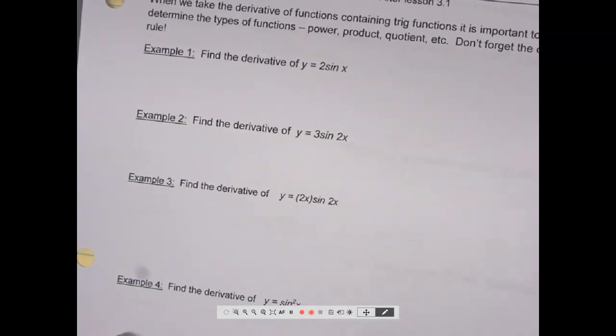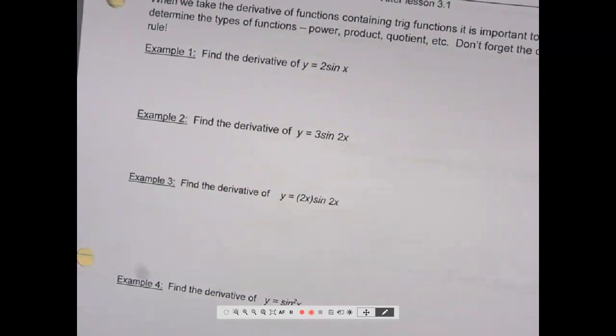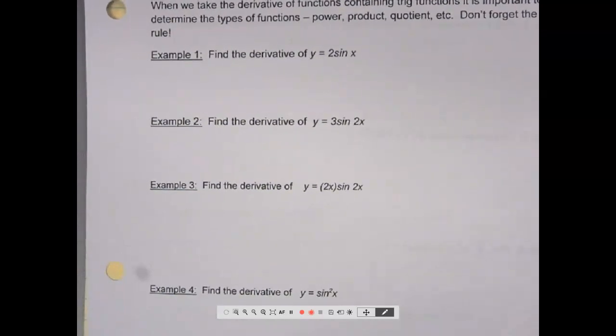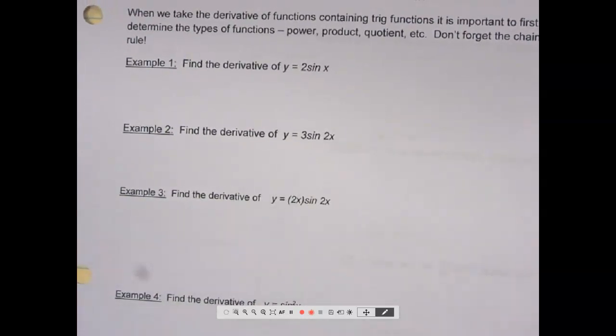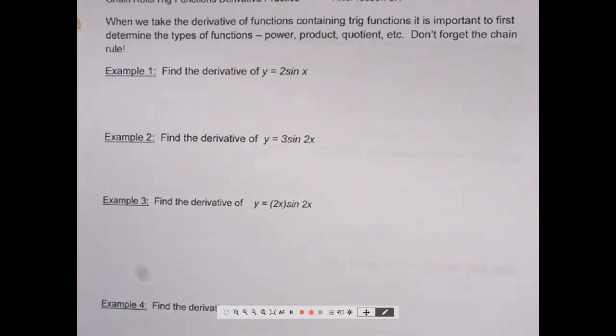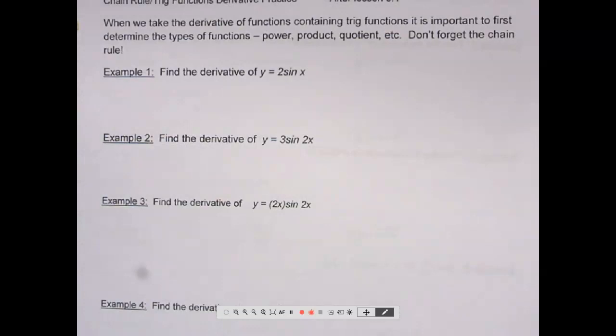Okay, so when we take the derivative of functions containing trig functions, it's important to first determine the types of functions. Do we have a power rule being used? Do we have product rule, quotient rule, etc.? And then, of course, don't forget the chain rule. Okay, so first example. Find the derivative of 2 sine x.